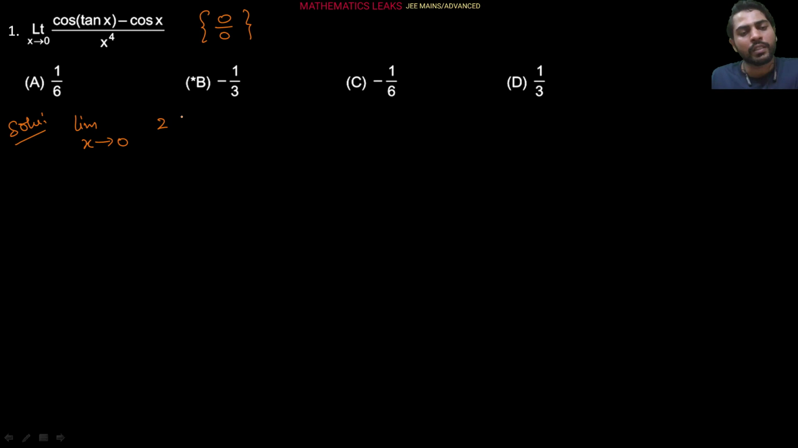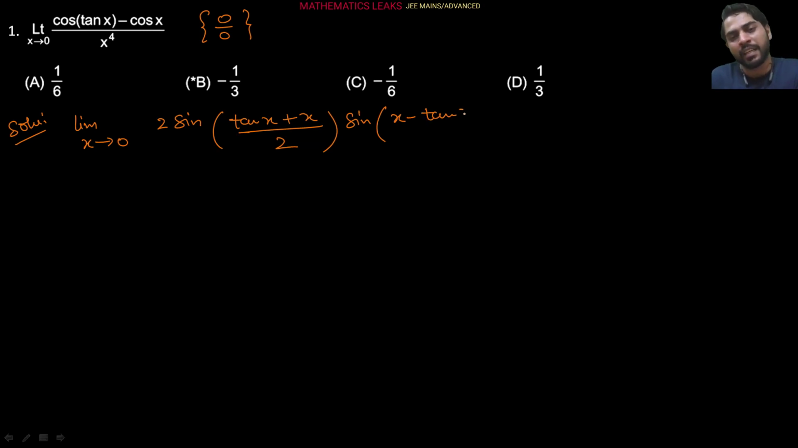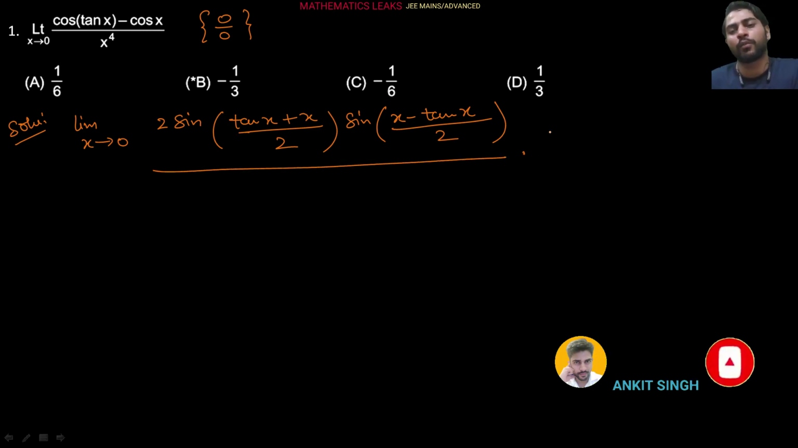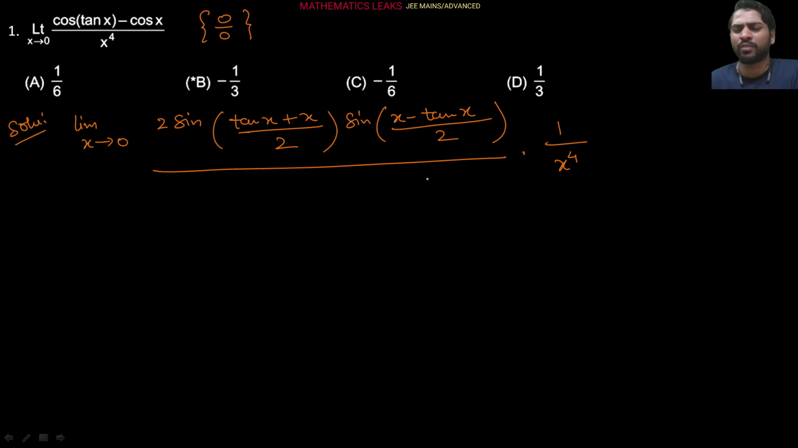So that is 2 sin of (C plus D) by 2, so C is 10x, D is x, into sine of (D minus C) by 2, so (x minus 10x) upon 2, whole upon x to the power 4. So 1 upon x to the power 4 we can write down in that way.